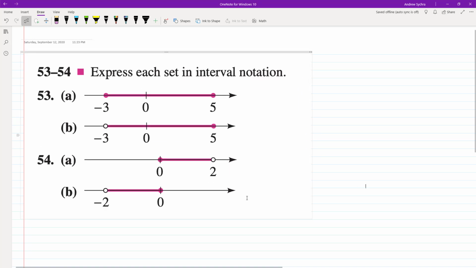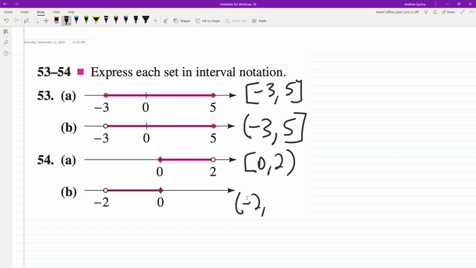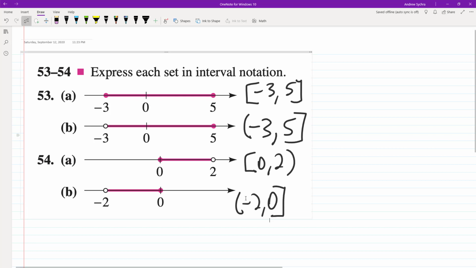Express each set in interval notation. So if there's a solid line, it's going to be a bracket like that. So it's going to be -3 to 5. Open, so it's going to be -3 with a parenthesis instead of a bracket, to 5 with a bracket, 0 to 2, -2 to 0 with a bracket. Okay.